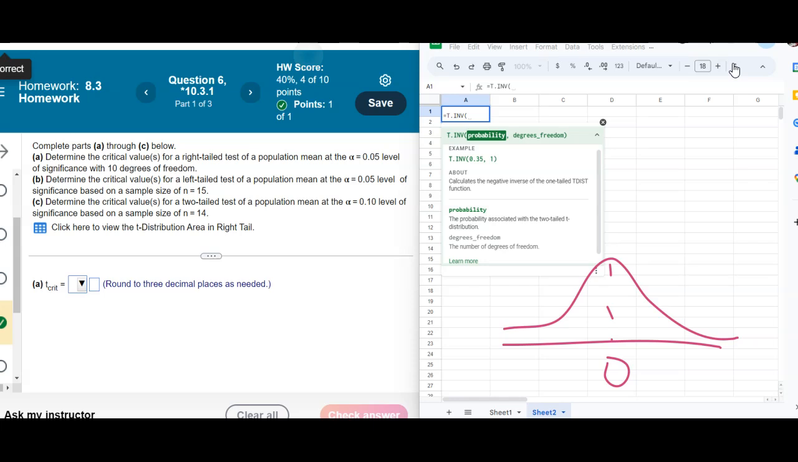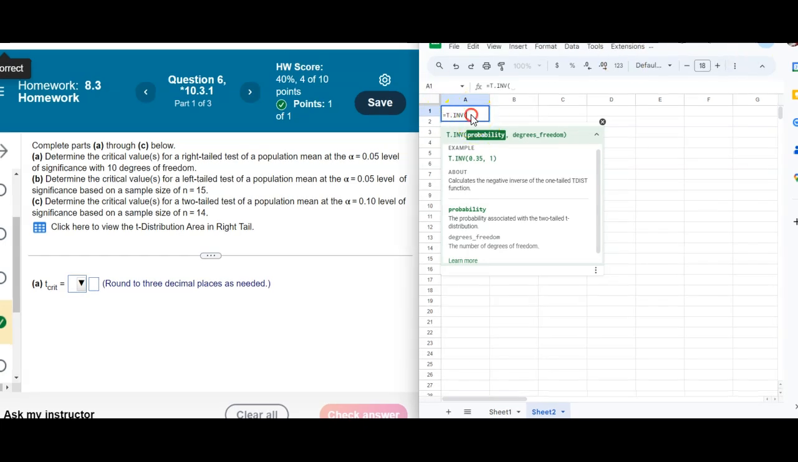And because it's a right tail, the area in the right tail is 0.05. So there's some number with 0.05 as the area to the right of it, and I'm looking for that number. But we have to remember that with this inverse procedure, just like for the z-distribution, the probability has to be the area to the left. So if the area to the right is 0.05, the area to the left is 0.95. That's the first thing I need to put in here: the area to the left.